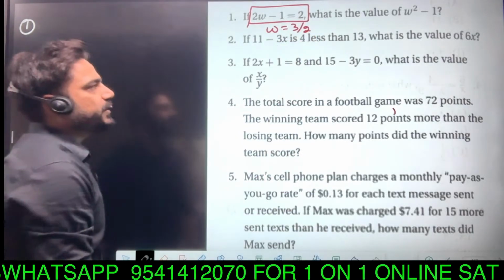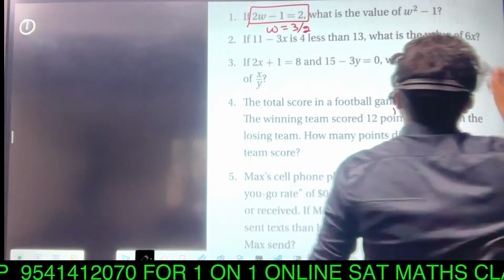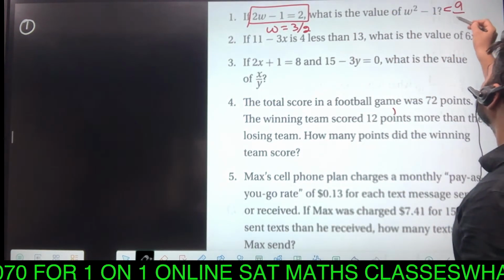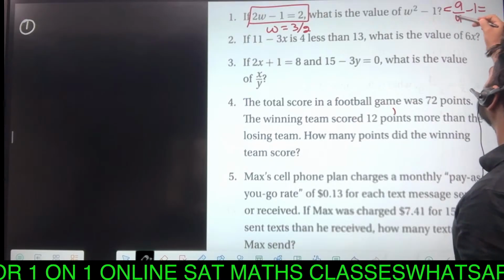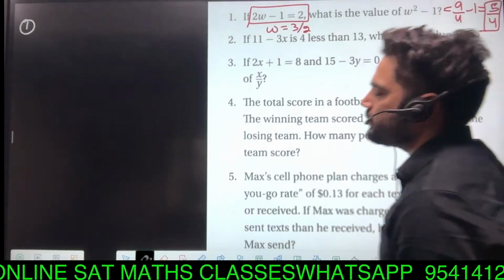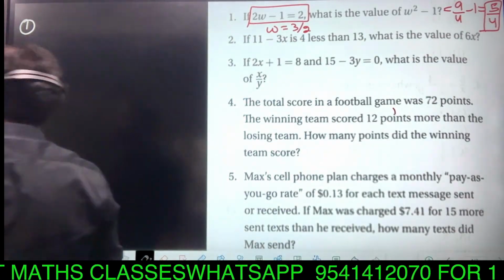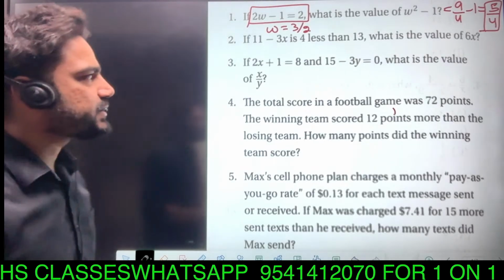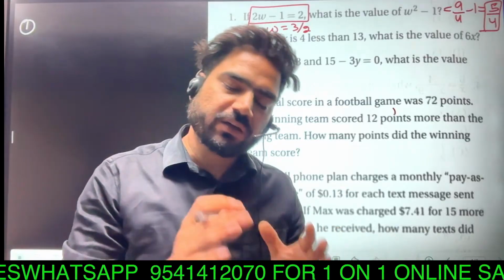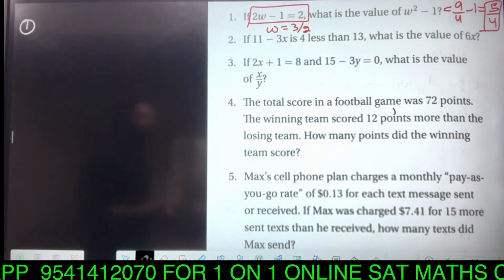And we have to find w square minus 1. Now what is w? W is 3 by 2. What is w square? 9 by 4, minus 1, so it will be 5 by 4. 5 by 4 is our answer. So it's again a super easy question, but these type of questions are repeatedly being asked in the SAT exam. So from basic to advanced we will cover all the topics. Okay, so this question number 1 was super easy.